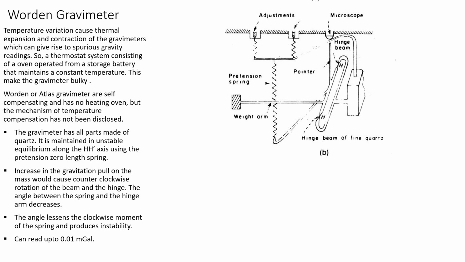The decrease in this angle does not allow the clockwise movement of the pre-tension spring, that is the restoring force, to act on the beam in order to restore its original position. That is, it maintains the instability that is produced by the small change in the value of gravity. So when the weight arm moves downward, the hinge beam also moves in the anti-clockwise direction. That is, the weight arm moves in the counterclockwise direction, and the hinge beam also moves in the counterclockwise direction.